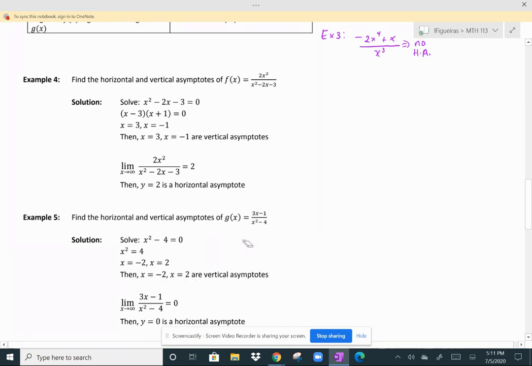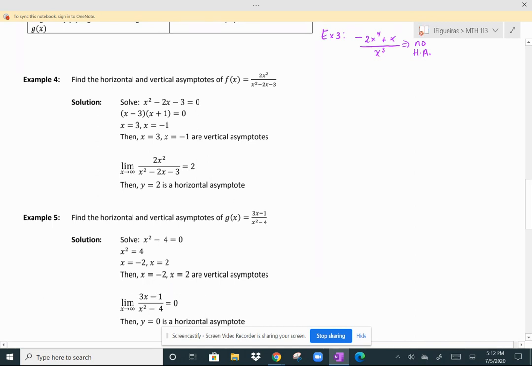And graphically, when you're graphing a rational function by hand, you want to show your asymptotes as dotted lines. So you would have a dotted line at x equal to negative 2 and another one at positive 2. They would both be vertical.